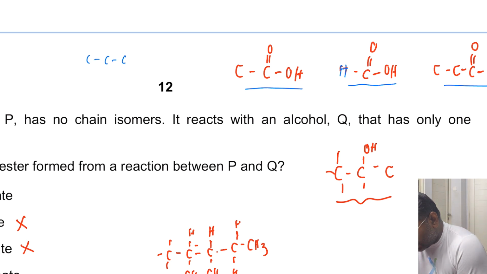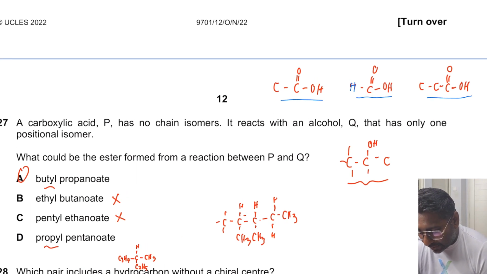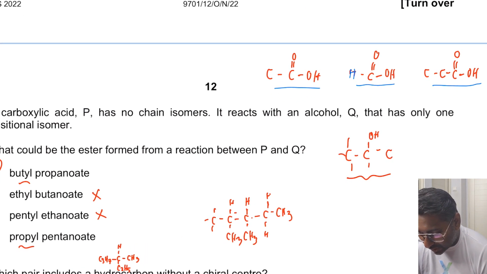If you have 4, what will happen? This carbon can still come over here, so they have chain isomer. We don't want that. According to the question, they don't want that. So it can be either these 3. And then it will react with an alcohol that has only one positional isomer.